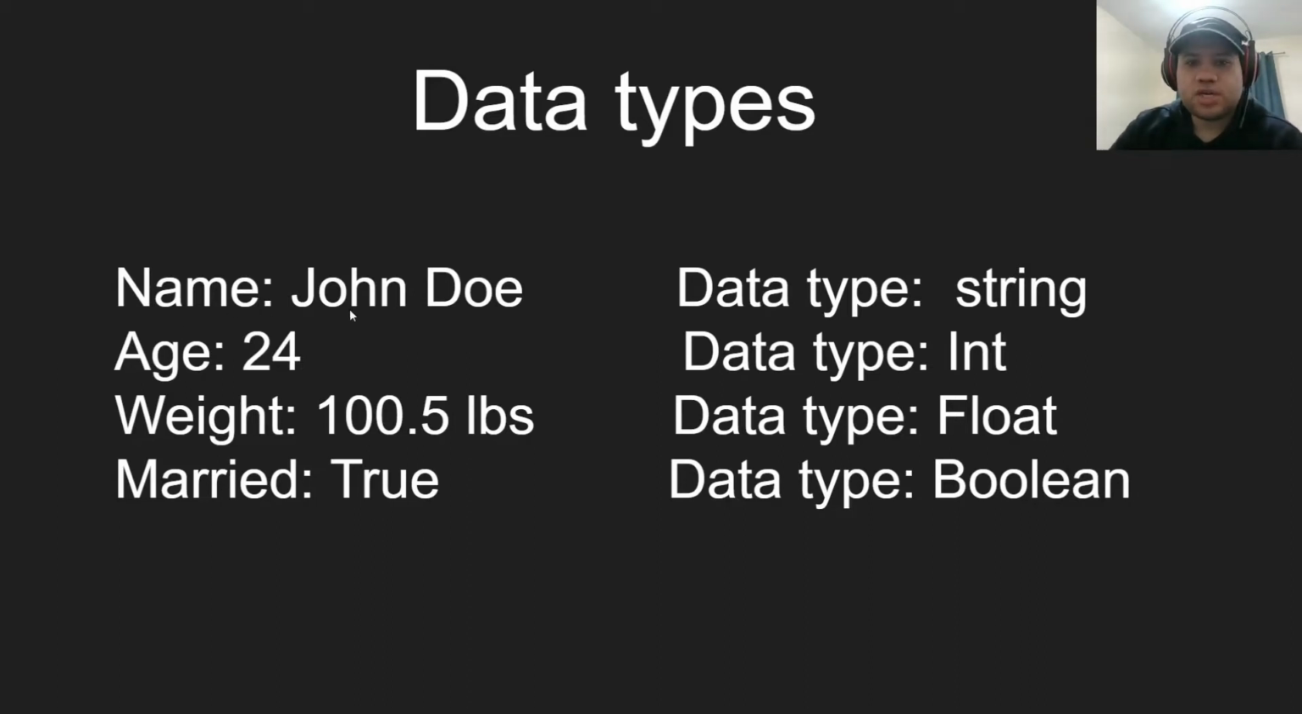So the name John Doe, which is here a literal, which is a word, in Python and in any programming language is called a string, right? The age is 24. In Python and programming languages in general, they're called integers, and they're referred to as int.